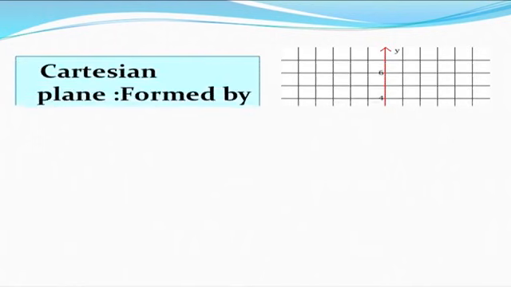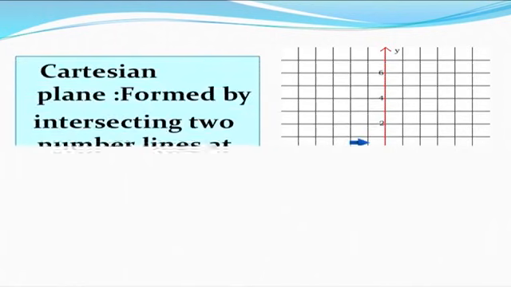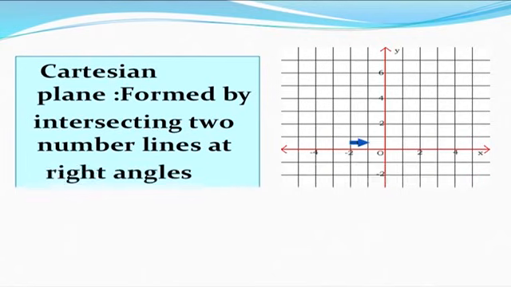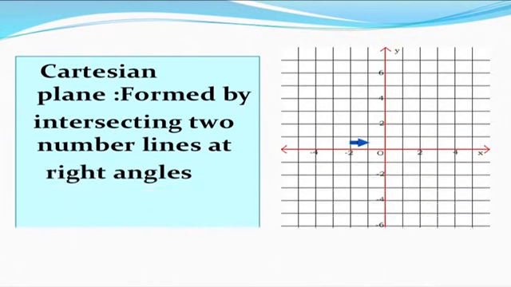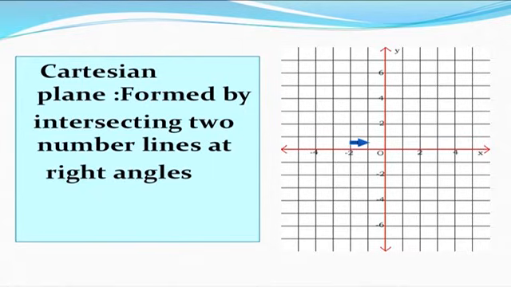Dear learners, now we shall discuss an important part of our curriculum, coordinate geometry. For coordinate geometry, we need to understand what we mean by a Cartesian plane. A Cartesian plane is formed by the intersection of two number lines at right angle, or say two perpendicular lines. One is horizontal, another one is vertical.